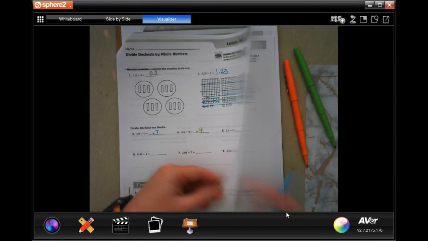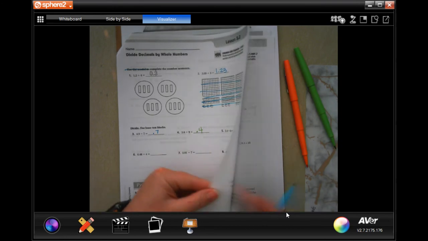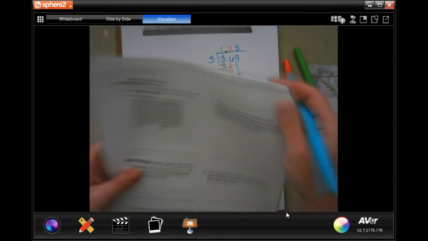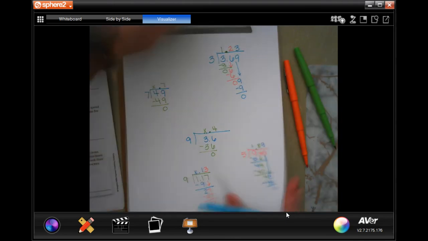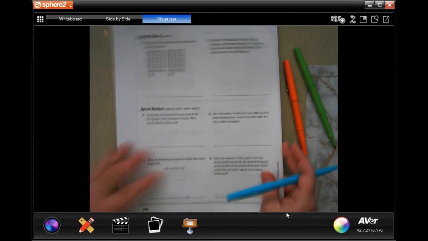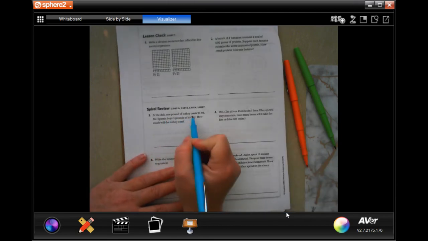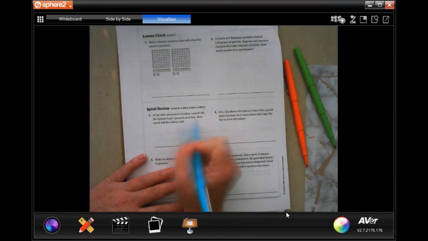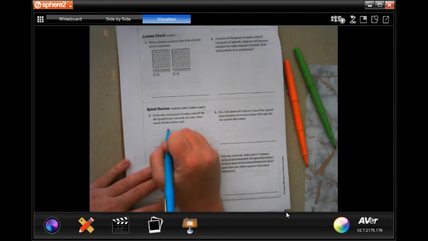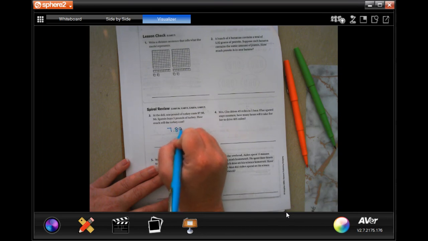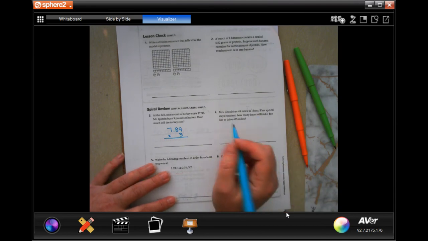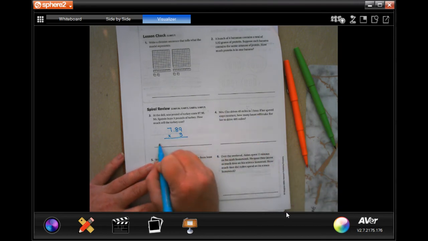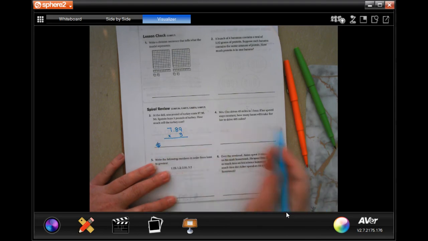So we're going to go on to the back. You guys are going to do the lesson check. We'll go down to spiral review. At the deli, 1 pound of turkey costs $7.98. Mr. Epstein buys 3 pounds of turkey. How much money will it cost? So $7.98, and he bought 3 of those. So we're going to multiply. Whatever it is, it's going to wind up being in money. They're talking about spending money.